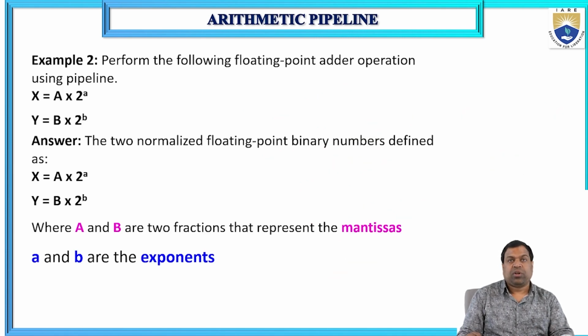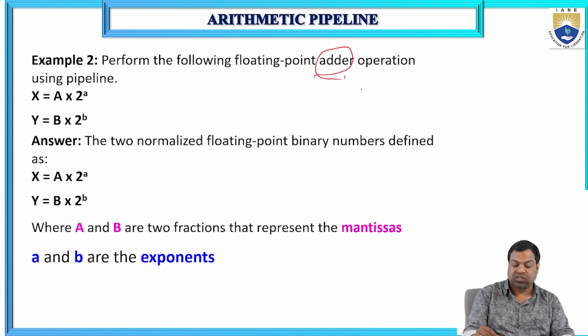Example 2. Perform the following floating point add operation using pipeline. Here they are giving one example: x equal to a into 2 power a, y equal to b into 2 power b. So we are asking for floating point addition and subtraction, or the floating point adder operation. Adder means we have to go for the addition, using pipeline.